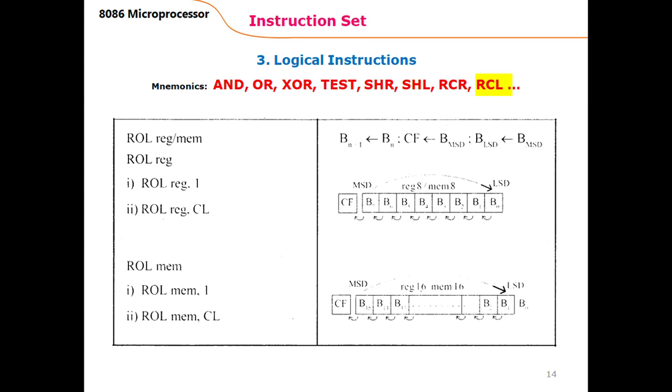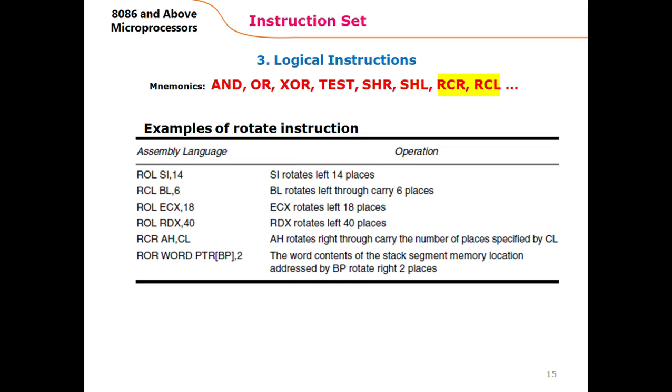So B0 is copied to B1, B1 is copied to B2, B2 is copied to B3, and so on and so forth. And the same procedure happens for the 16-bit rotate instruction as well. And remember that these 8-bit and 16-bit modes are available with the 8086 microprocessor, but with later microprocessors, even 32-bit and 64-bit modes are available. Here are some examples for 8086 and above microprocessors.